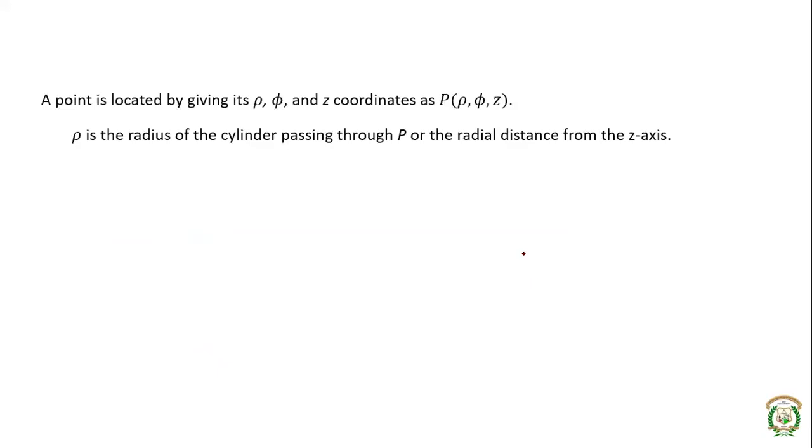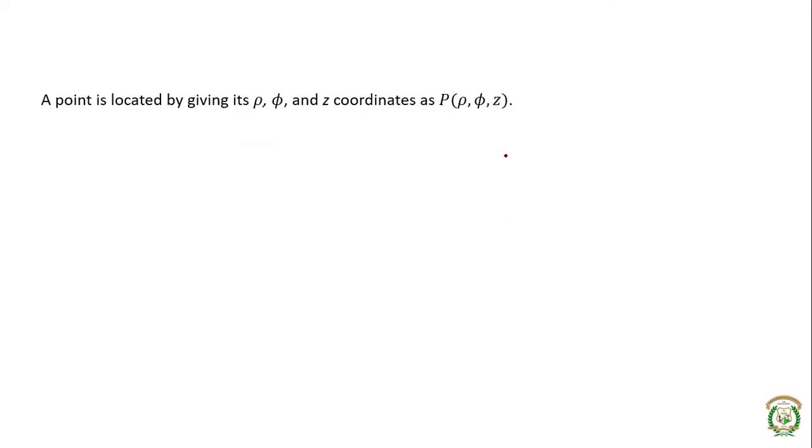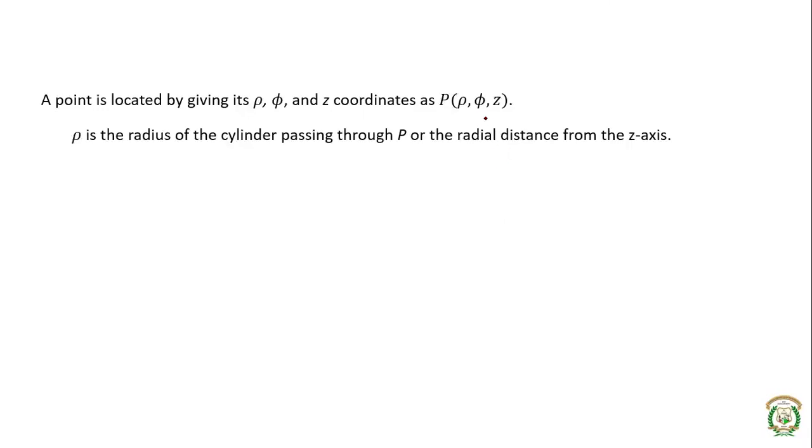So that point or any point can be written in cylindrical coordinate system in this way. Just like you write p of x comma y comma z in case of rectangular coordinates, in cylindrical coordinates you can write any point p as rho comma phi comma z, where rho is the radius of the cylinder passing through that point p, or the distance from the z axis. Okay, it's the radial distance from z axis. You should remember, it is the radius, not from the origin. The radial distance is not from the origin, but the perpendicular distance from the z axis.